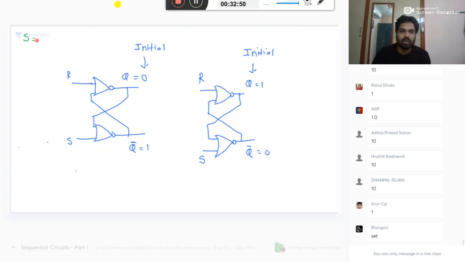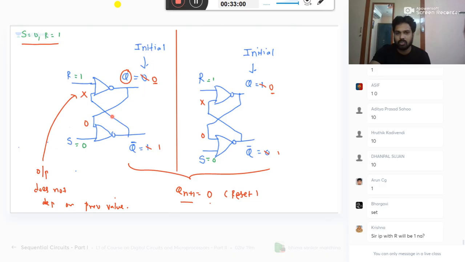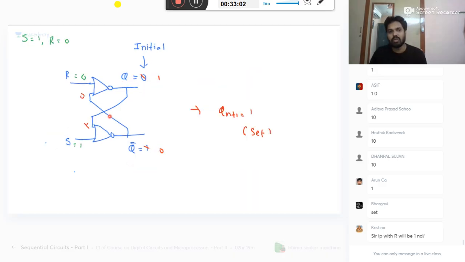Lastly, S equal to 1, R equal to 1. What is your doubt, Krishna? We are going when S equal to 1, R equal to 0. Next, we analyze when S equal to 1, R equal to 1. What is the problem? Any doubt, Krishna?